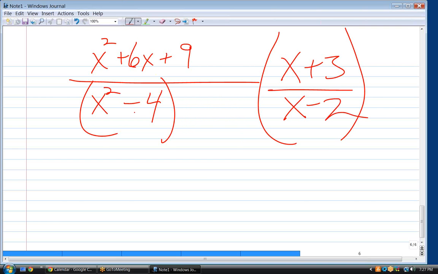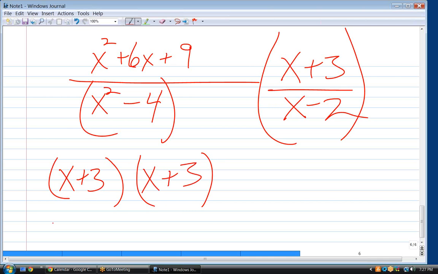Whenever you see quadratics like this in a rational function, always know that the answer lies in factoring. So factor the numerator: x plus 3 squared. Factor the denominator: x plus 2 times x minus 2.